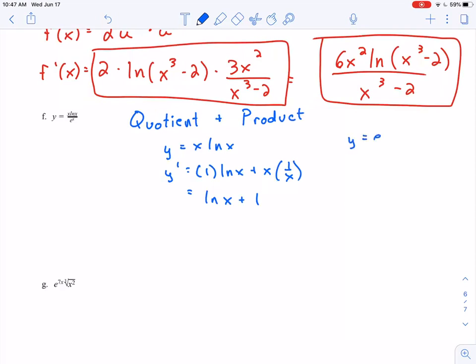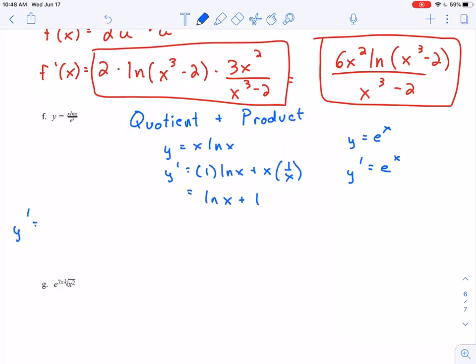Denominator, y equals e to the x. Derivative of e to the x, just e to the x. So I've kind of got this already. At this point, again, I've done my product rule. I did it right here. Now it's all quotient rule from here on out.